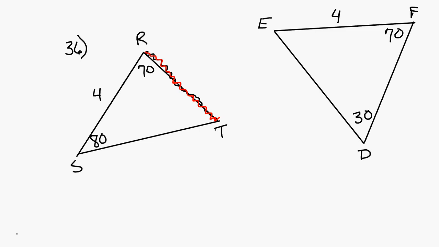All right, in this triangle on the left, if you take 180 and subtract 80 and 70, you're left with 30 degrees. Triangle on the right, if you take 180 and subtract 70 and 30, you're left with 80 degrees. So the triangles are congruent. They've got all the same angle measures, and they've got two sides that are congruent to each other. So yes, they're congruent.